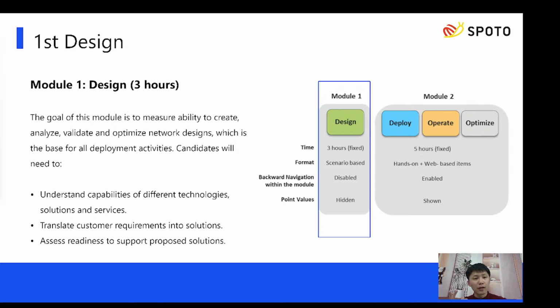One more thing for this design part: we also have VCE tools for you to practice, so no need to worry about the difficulty in practice. So this is all about the first part, the design part.